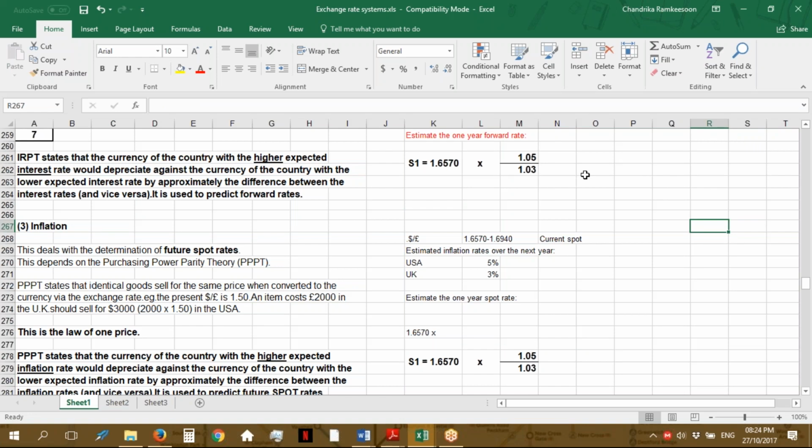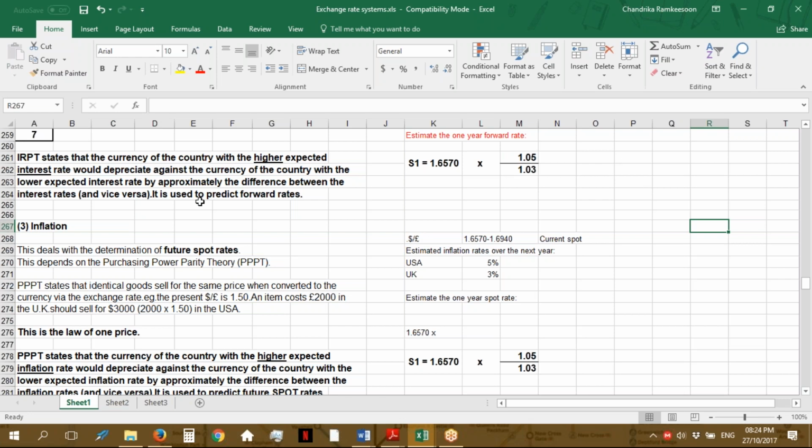Now, again, this is something which is actually taught at F9 also, because F9 students are expected to know about IRPT and PPPT. But the difference is you will be expected to use it in many different ways as compared to an F9 student, because remember, your paper has a totally different focus. So all you need to do, as I said, just remember, IRPT generally to estimate forward rates, PPPT spot rates. It works like this.